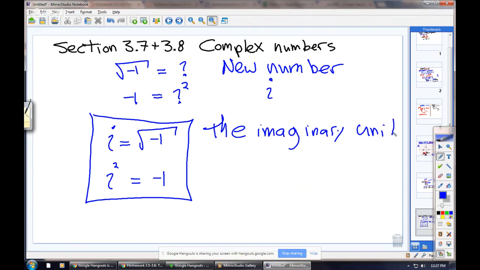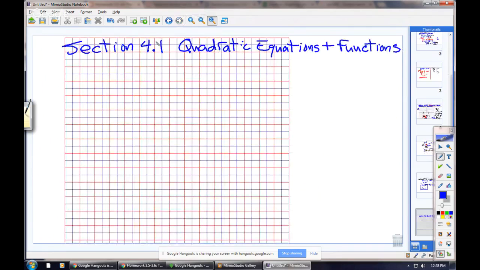Unit because it is one. Imaginary because that's some stupid name somebody came up with a whole long time ago. We really should get rid of that, but I'm stuck with it for now. When we take real numbers and imaginary numbers and stick them together, we get complex numbers.